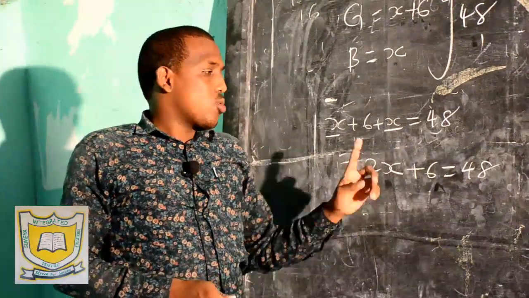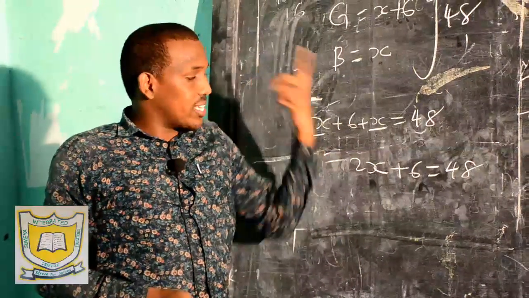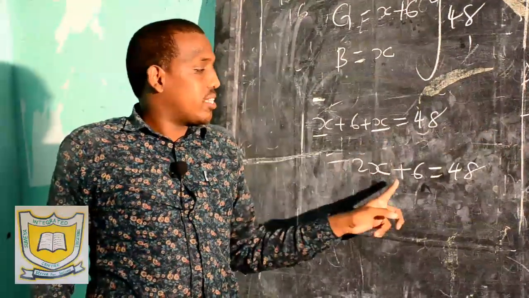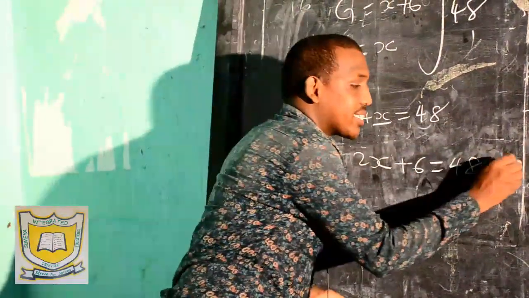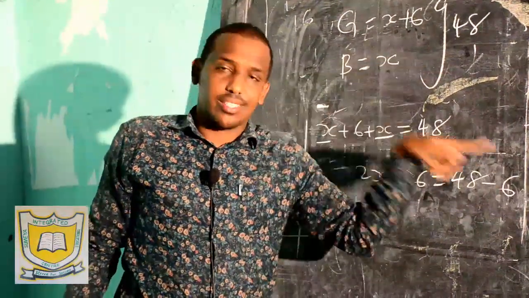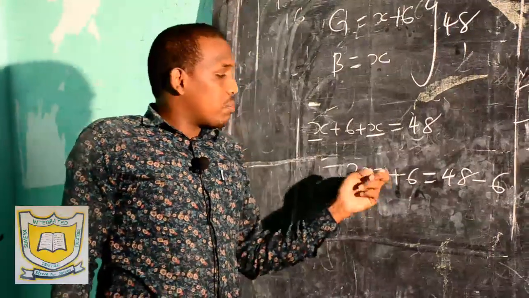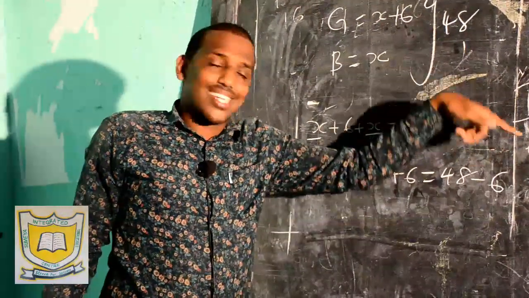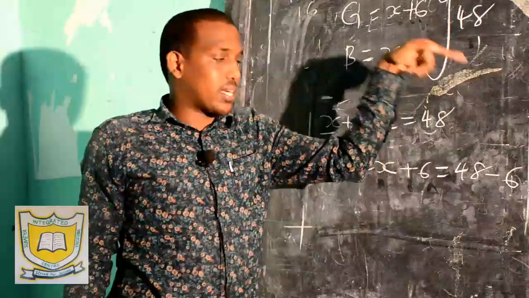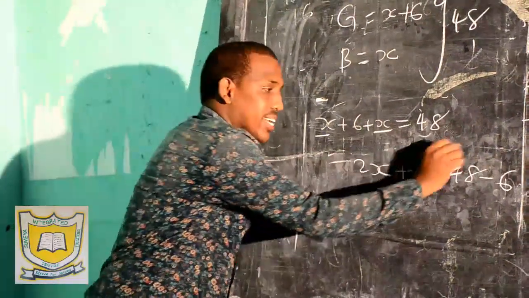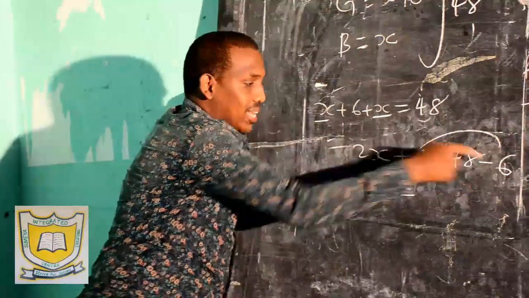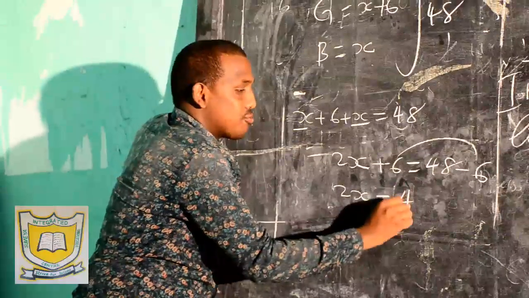What will happen now? What I've already said is the 6 will move to the other side. Immediately it crosses to the other side, it will become minus 6. The sign will change. I remember I said if it is plus and the number crosses to the other side, it will become minus. And if the number is minus and it crosses to the other side, it will become a plus. If it is plus, it will become minus. So now this one has migrated to the other side. Here remains 2x is equal to 48 minus 6, which is 42.